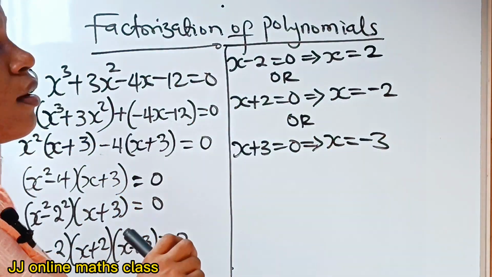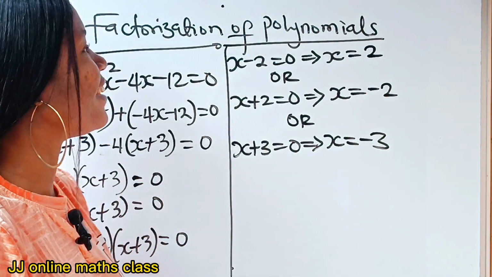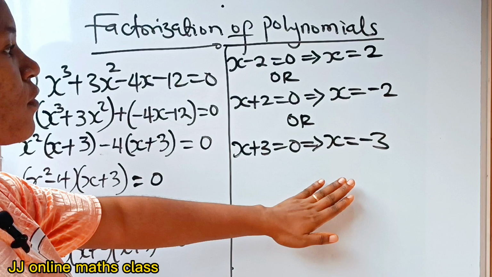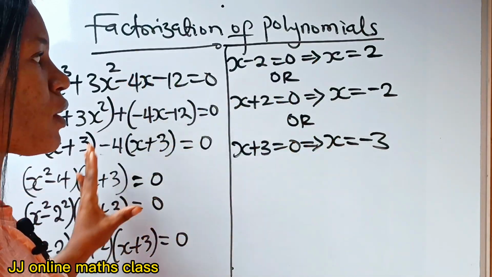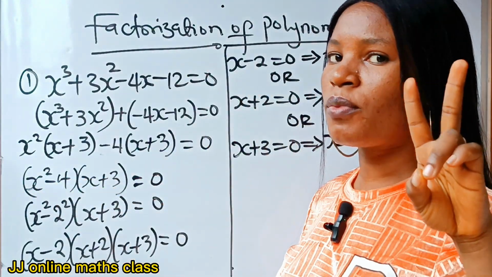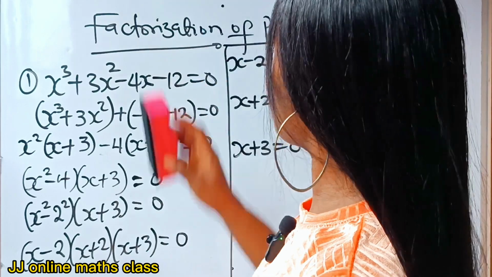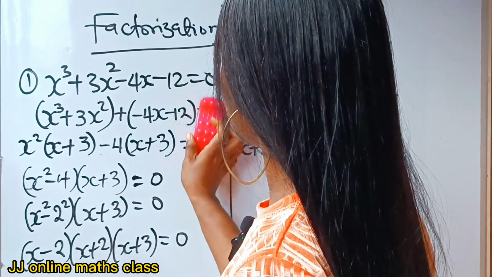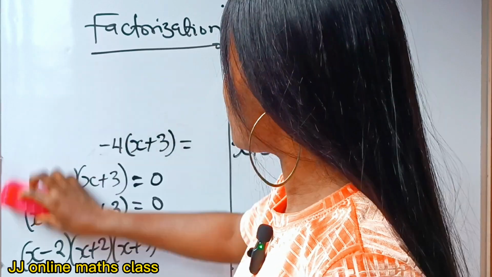Okay, now we have solved the first using a method. Now let's go ahead and solve the second polynomial using a different method. Now the second one says, permit me to clean this. We are through with this.